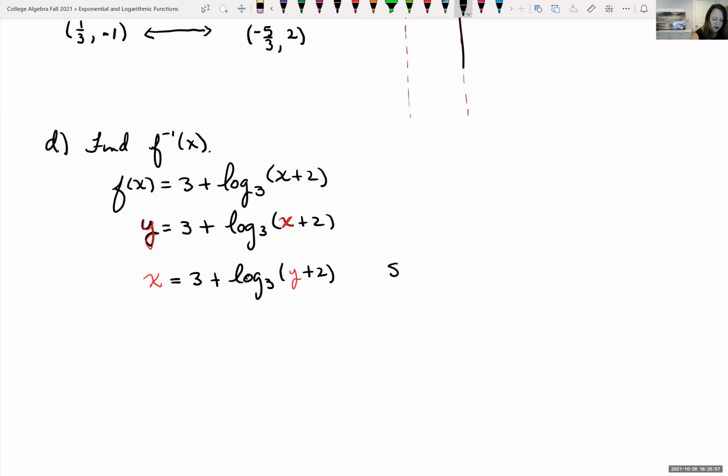So now we want to solve for y. So let's isolate the term that has y in it. And so let's subtract 3 on both sides. We would get x minus 3 is equal to log base 3 of y plus 2.